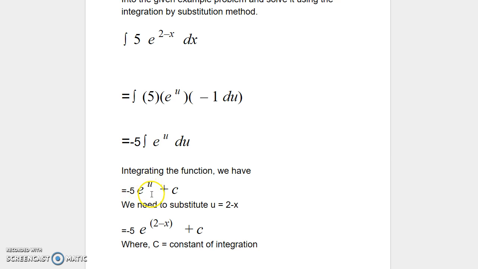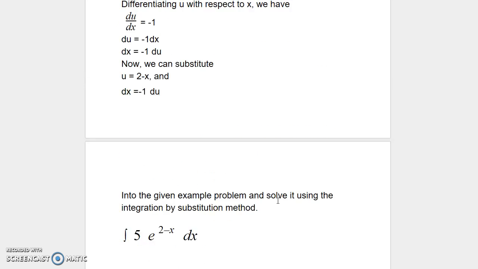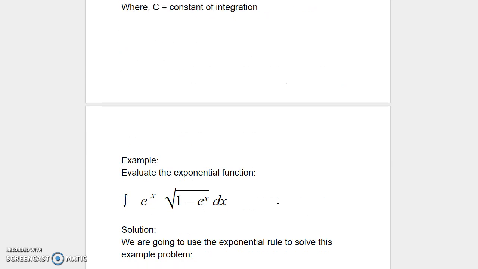So therefore, now we need to express our solution in terms of x and not in terms of u. So wherever we see u, we're going to replace it by 2 minus x, like that. So therefore, we can write this as negative 5 e to the power of 2 minus x within parentheses plus c, where c is a constant of integration. This is the way we're going to solve example problems which involve exponents using integrals of exponential functions. Let's look at another example.